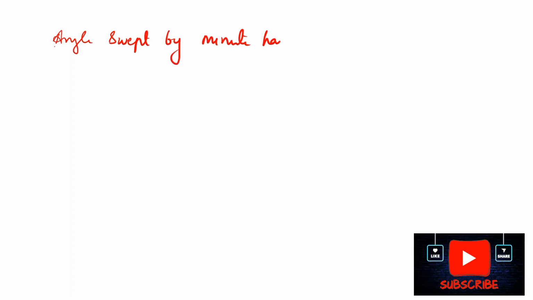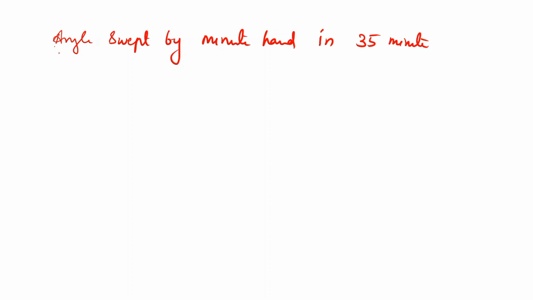Angle swept by minute hand in 35 minutes. For 1 minute 360 divided by 60. For 35 minutes, just multiply with 35, right? So I'm cancelling here. 1 6 is 6, 6 6 are 36, 35 into 6, 210 degree, right? So this much angle is swept by the minute hand in 35 minutes.